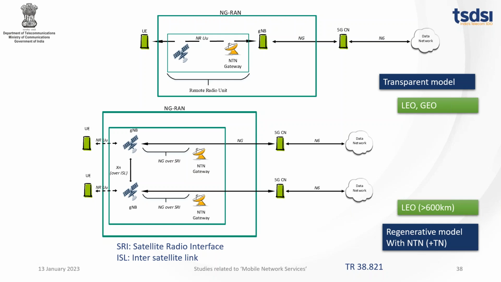The second model is called the regenerative model. Here you can see the gNB-DU part would be part of the satellite. The NG link will open over the SRI, the satellite radio interface. The satellites in turn can talk to each other, and that interface is called the inter-satellite link, the ISL. All the Xn interface can happen directly between satellites without coming through the gateway, so the satellites can directly talk over the satellite link.